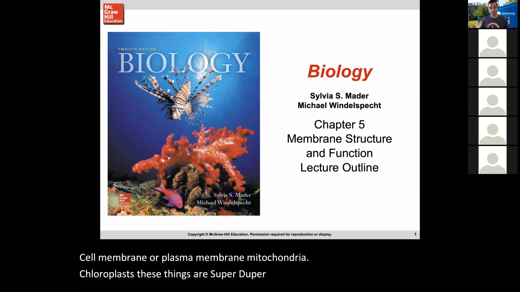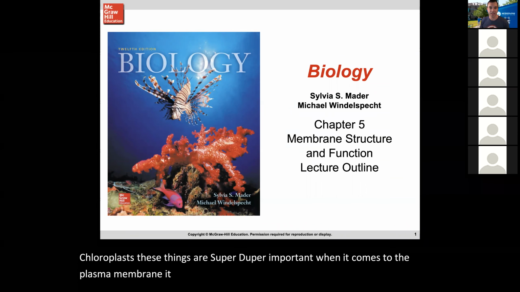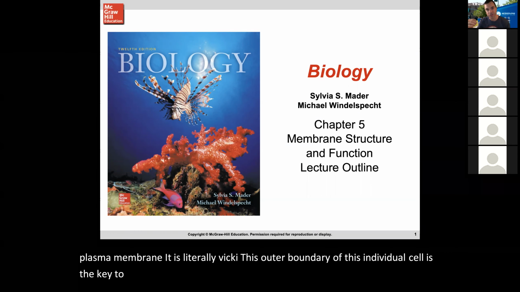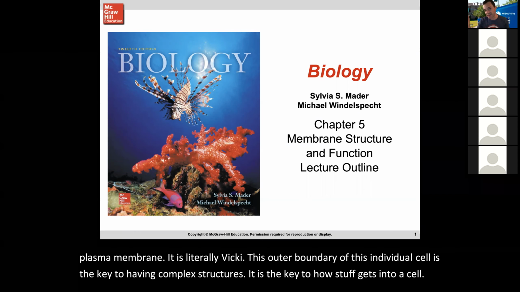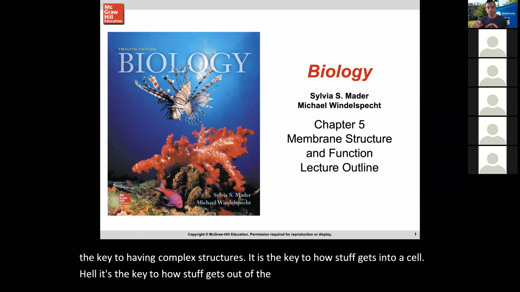When it comes to the plasma membrane, it is literally the key. This outer boundary of this individual cell is the key to having complex structures. It is the key to how stuff gets into a cell. Heck, it's the key to how stuff gets out of the cell, all right? So this little boundary is more than just a little boundary.